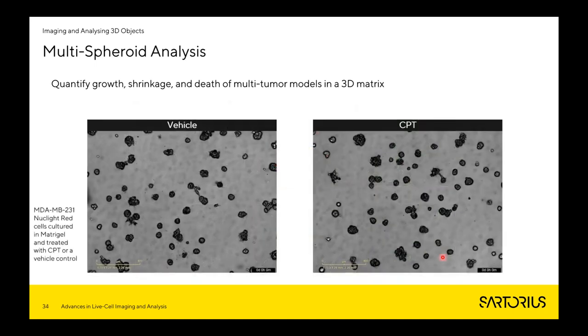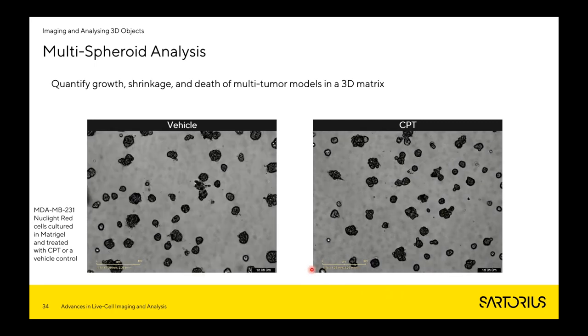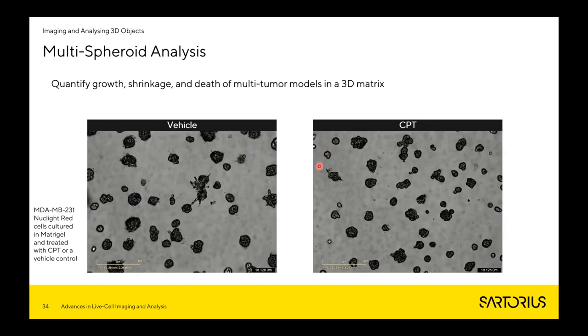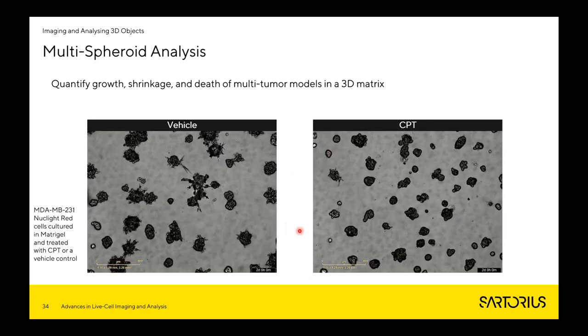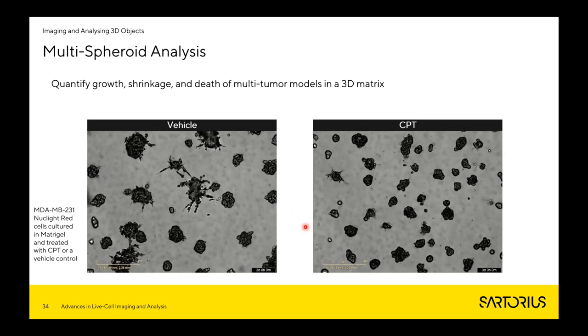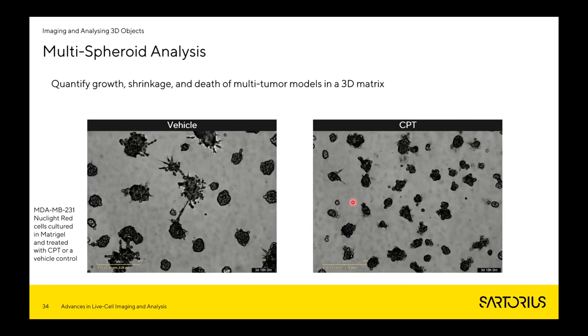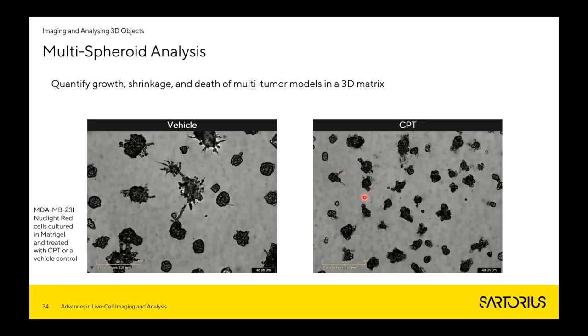And this is an example movie. Here we have MDA-MB-231 cells. These have got a Nuclight transduction, but for now we're just showing the bright field image. Here we have the vehicle control versus camptothecin treated. What we can see is that both treatments do increase in their size over time, although the camptothecin seems to stall at a particular point.